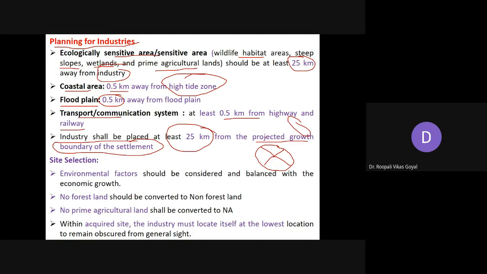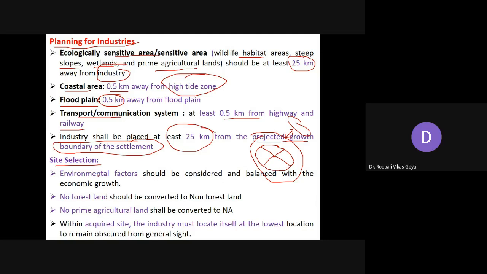But if this settlement keeps increasing and increasing, then this will become nearby your industries. And that is the problem that we are facing nowadays. All these GIDCs etc. are just merging with the boundaries of the residential area. So here site selection is very important.